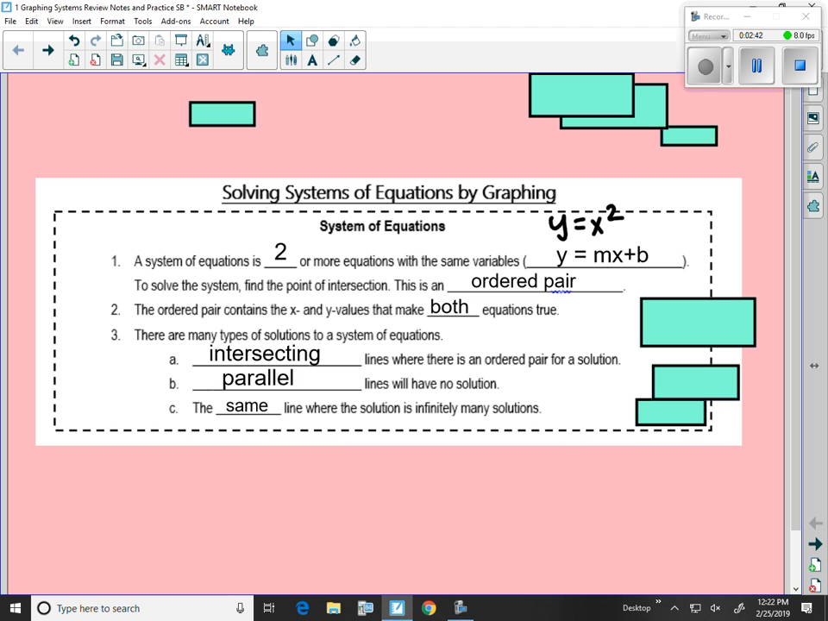Lastly, sometimes we'll have the same exact line. Like in Desmos, they sit on top of each other. This is where we have infinitely many solutions, because they're constantly touching each other. Their intersection points are constant. Sometimes you'll have none because they're parallel, sometimes one intersection, sometimes infinitely many, and sometimes two. Any questions so far?